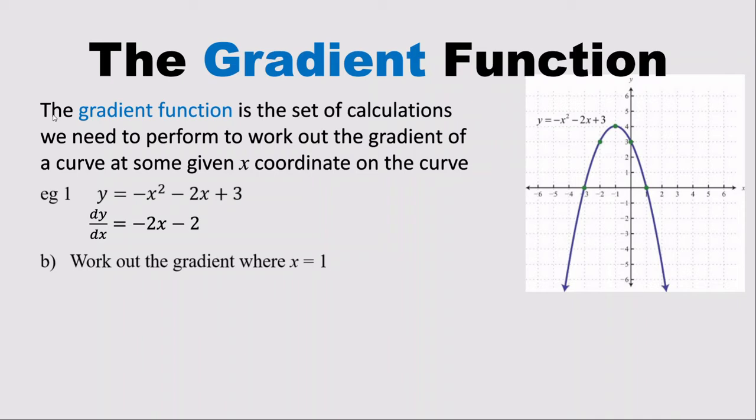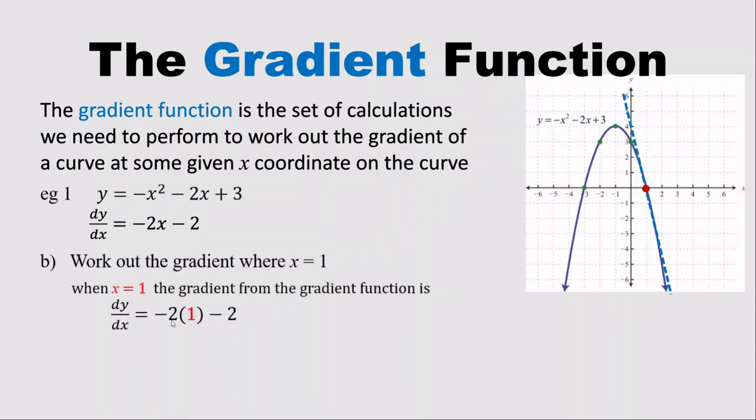As we said before, the gradient at different parts along a curve will be different. The gradient here where x is equal to 1 is a negative gradient. I can see that, and I could estimate it by drawing a line on here and seeing how far I rise, in this case I fall, as I run across. But this would be a lot more accurate if I simply substituted my x value into the gradient function to find out what the gradient is where x is equal to 1. Negative 2 times 1 minus 2. Working that through, that's going to be negative 2 minus 2, which is negative 4.